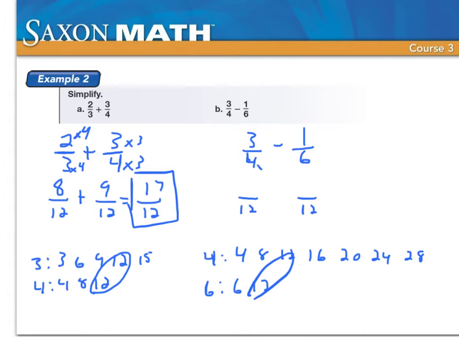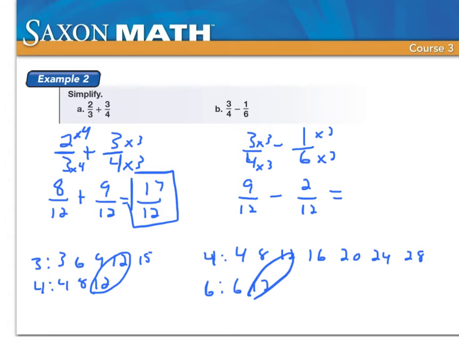Well, I know again 4 times 3 gives me 12, so I have to multiply the top by 3. 3 times 3 is 9. Okay, same thing we had over here. 3/4 is the same as 9/12. This time I know 6 times 2 is 12, so I multiply 1 times 2 and get 2.